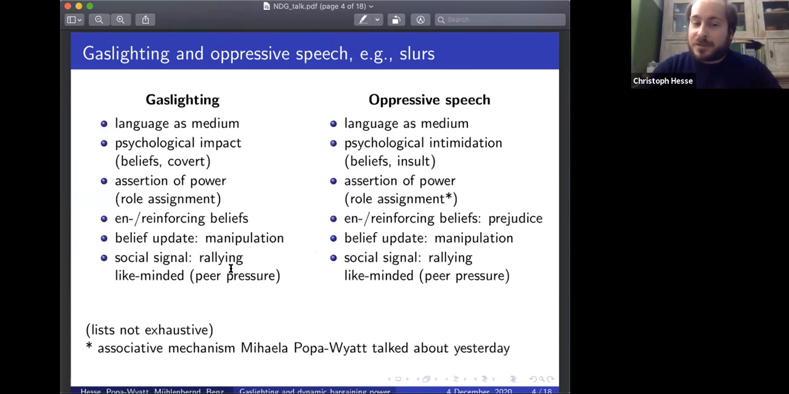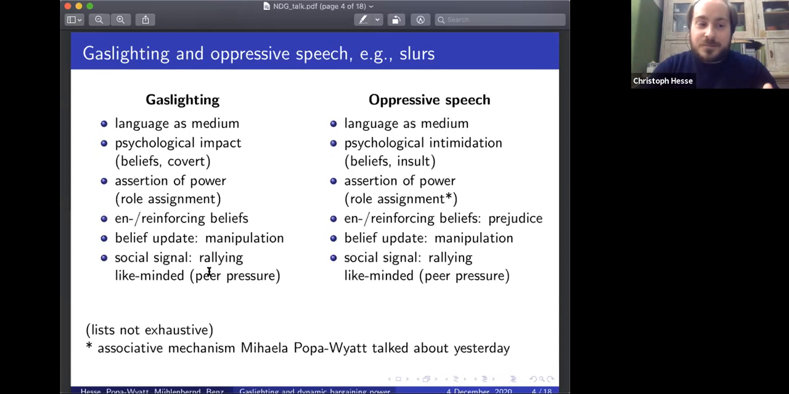So it's not just about the perpetrator and the victim, it's also about bystanders and other people witnessing this, because in both cases, the perpetrator is sending a social signal to potentially like-minded people, because these people would then sort of join in and put even more peer pressure on the victim, which is kind of an interesting aspect that a lot of gaslighters will use, because it's not just one person's opinion about how to interpret things against another person's beliefs, but it's a whole group of people.